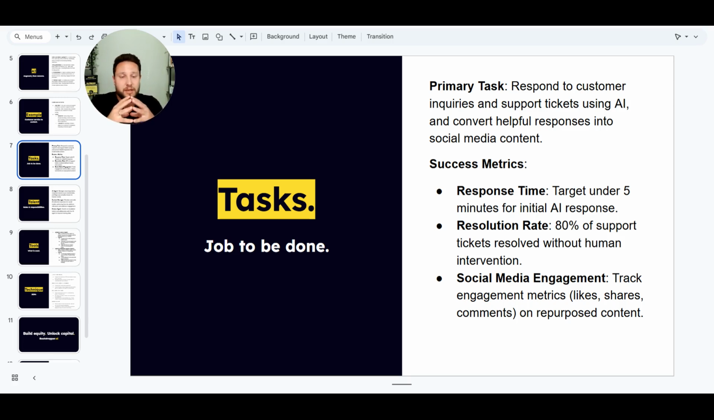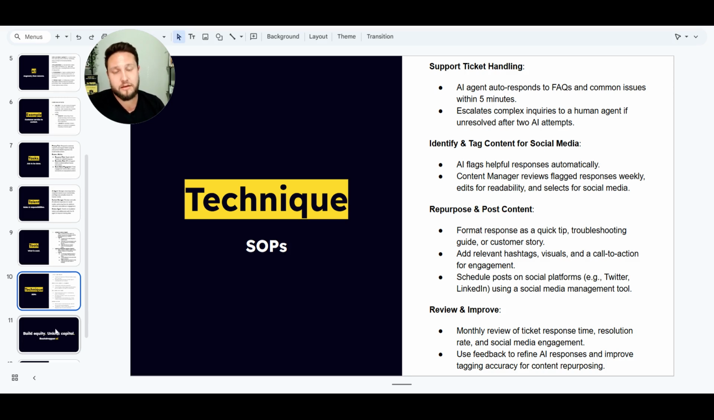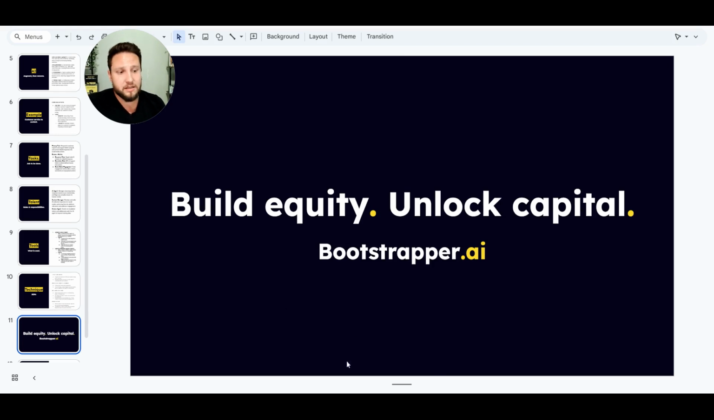The goal here is to be able to build long-term equity in your business by implementing as many profit flows as you possibly can to build a more valuable business, right? So we want to build equity, and then we want to be able to optimize our business over time so that we can then unlock capital.